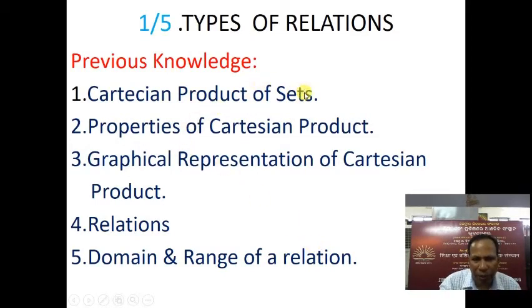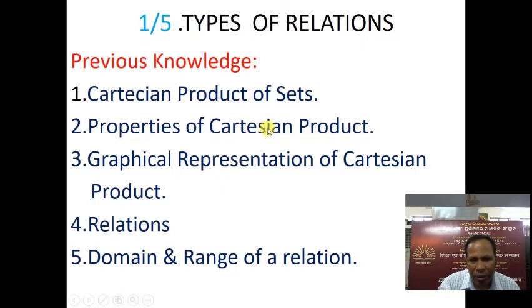So coming to the Cartesian product, just to remind you, the Cartesian product of two sets is a set, all of whose elements are in the form of ordered pairs, such that the first element of the ordered pair belongs to the first set and the second element belongs to the second set. And we know the number of elements in the Cartesian product is the product of the number of elements of the first set and the second set. And in the properties of Cartesian product, the Cartesian product is not commutative. That means A cross B is not equal to B cross A.